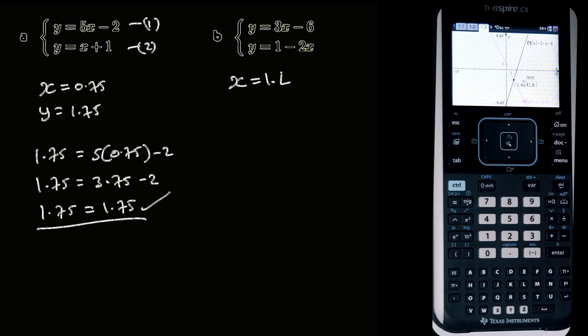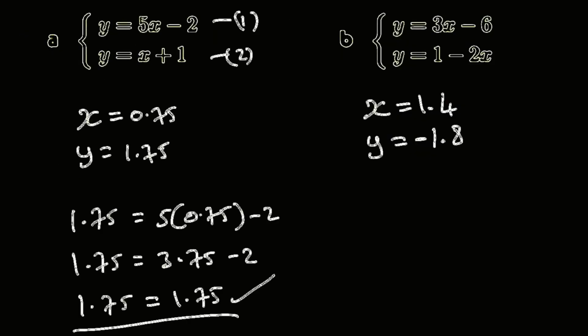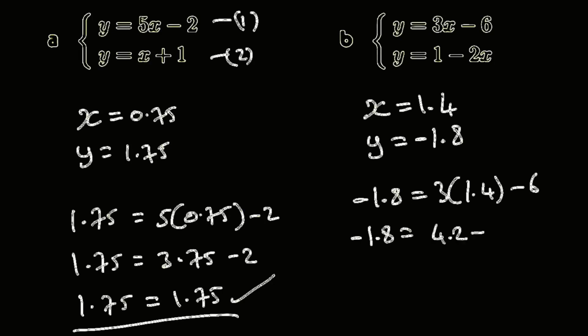The calculator gives me x as 1.4 and y is equal to negative 1.8. I can check those in the two functions by substituting them. So when y is minus 1.8, that equals 3 times 1.4 minus 6. So minus 1.8 is equal to 3 times 1.4, which is 4.2, minus 6. That gives me minus 1.8 is equal to minus 1.8.